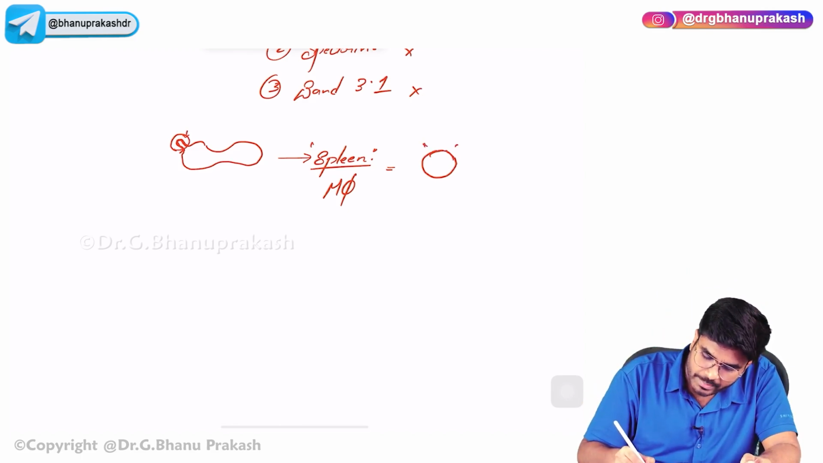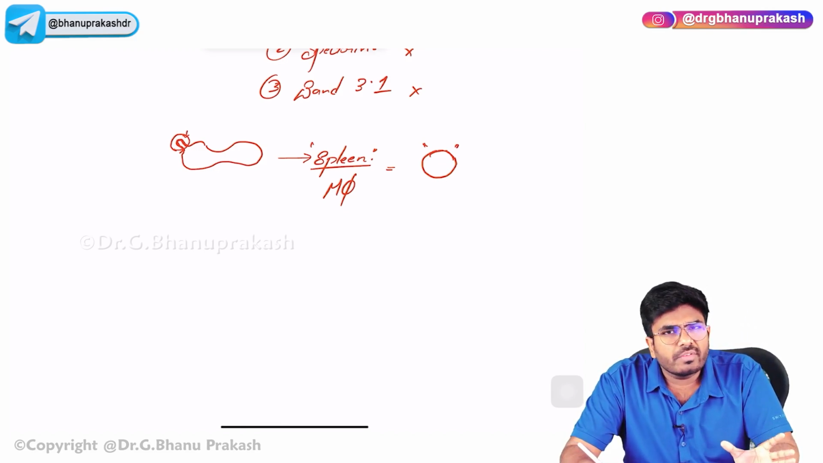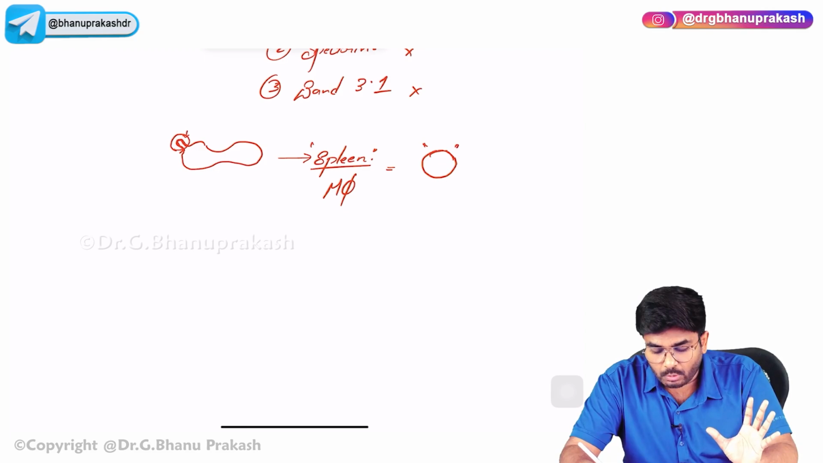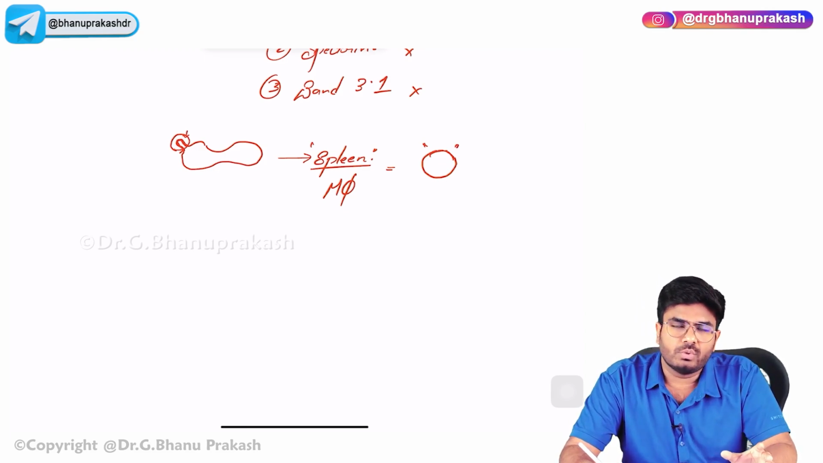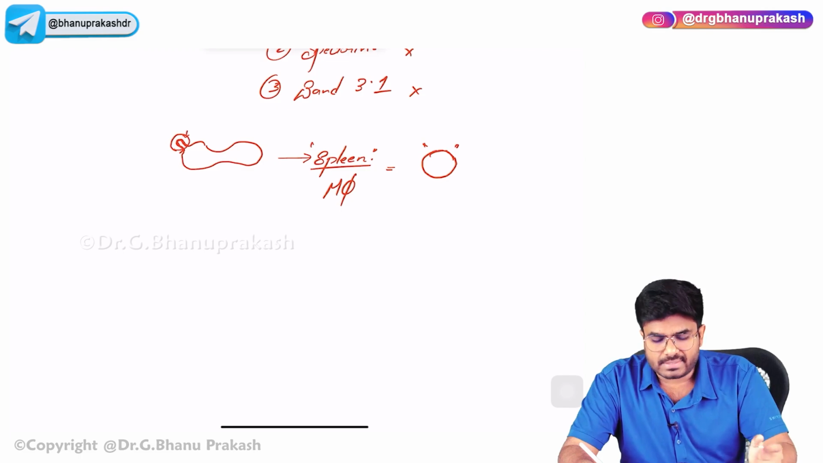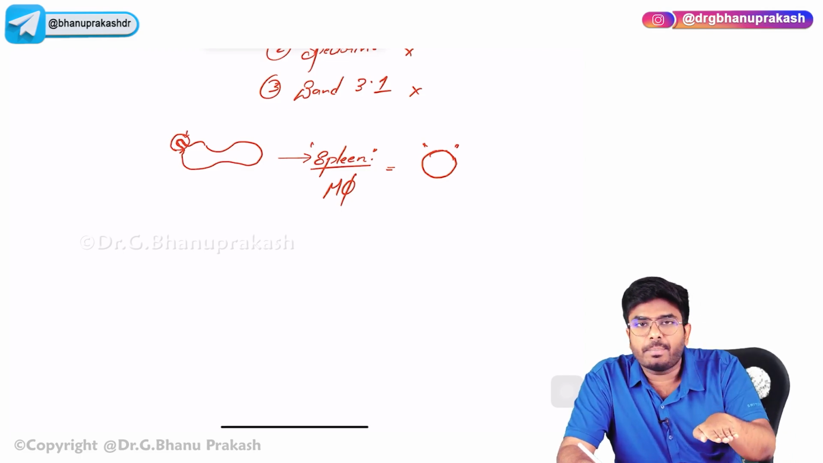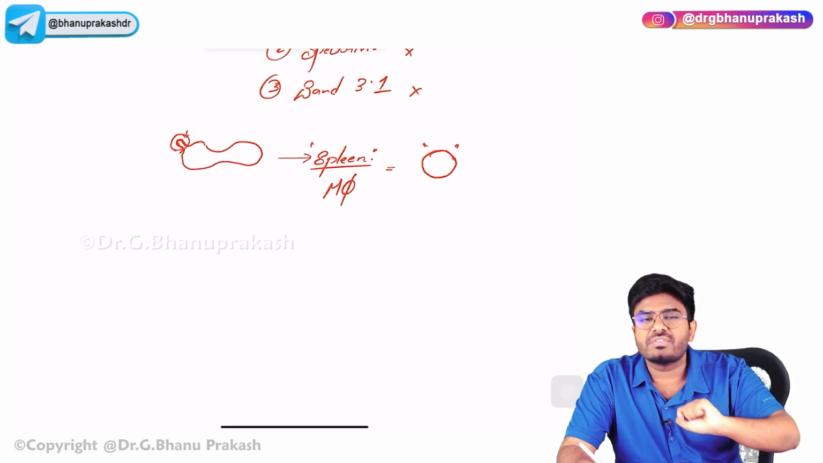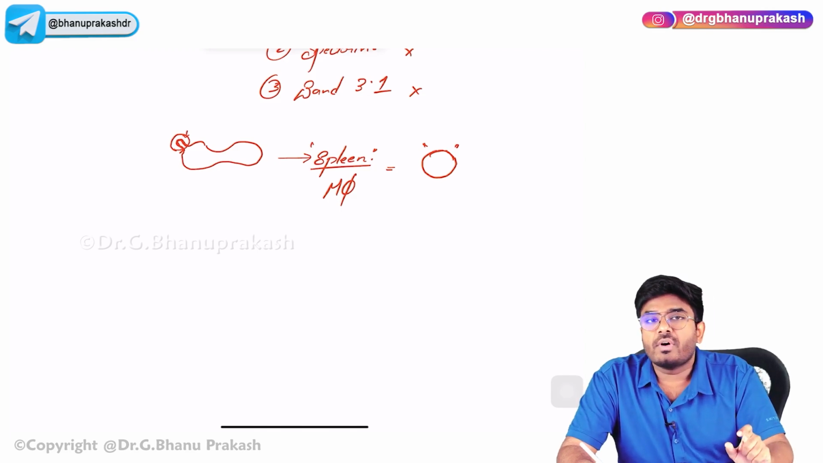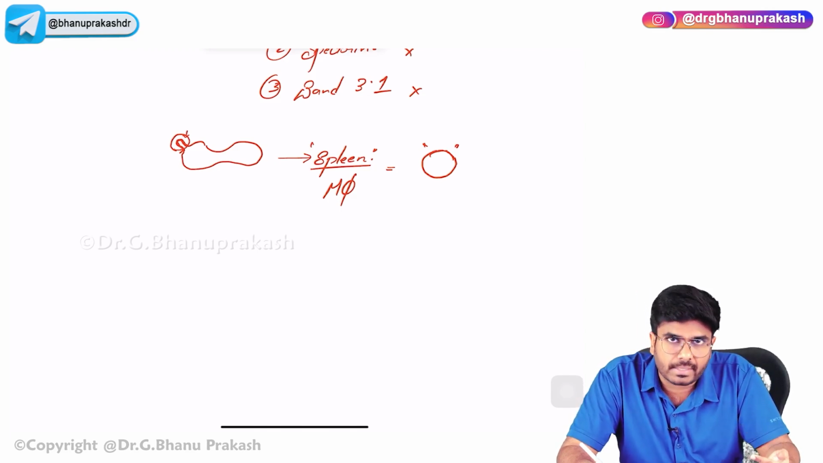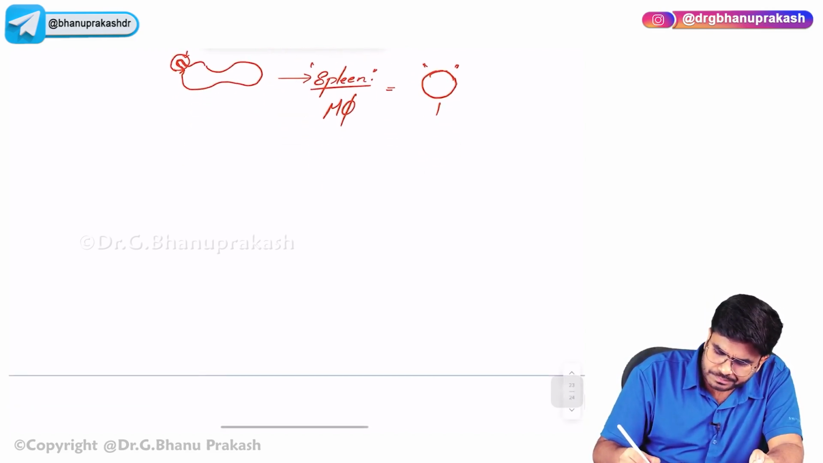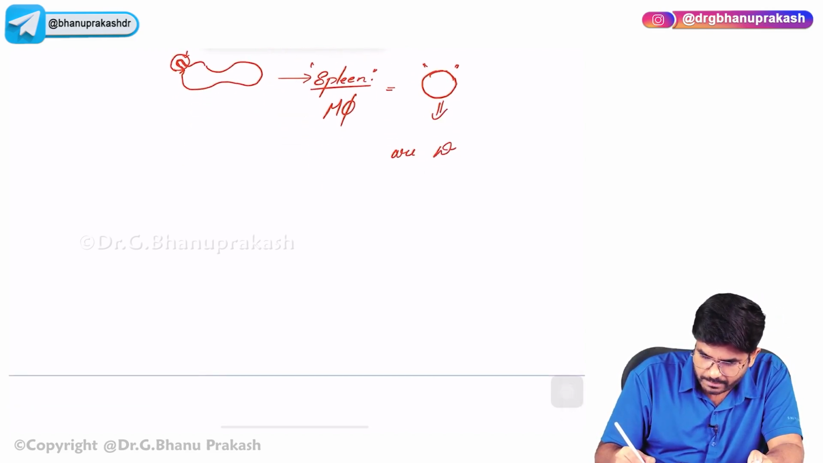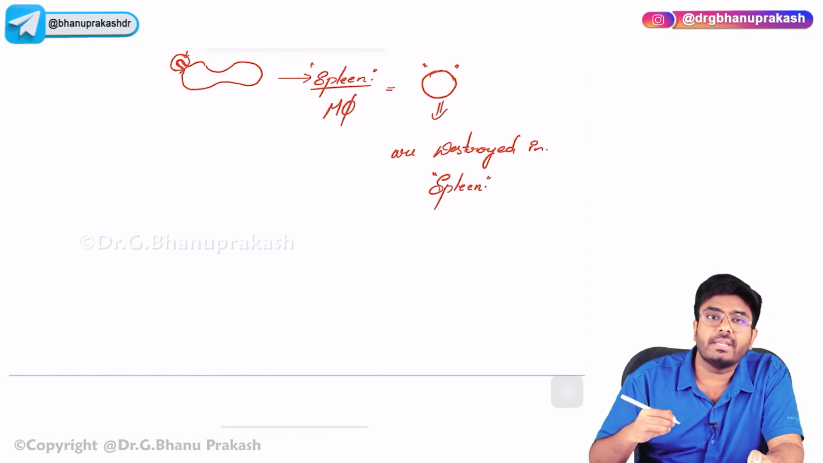Now such round shaped RBCs, there is no problem with the function. The function is absolutely okay. But the round shaped RBCs cannot easily maneuver through the splenic capillaries. These round shaped RBCs are going to be captured by the macrophages, and the macrophages will destroy them. So there is hemolysis happening within the spleen. The spherocytes are destroyed in the spleen.